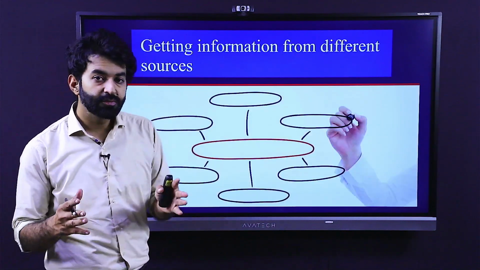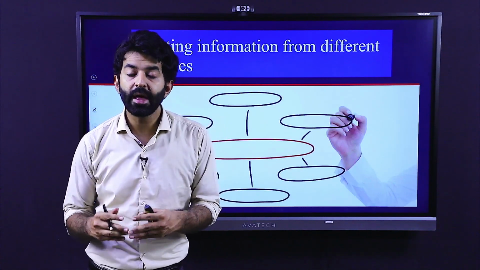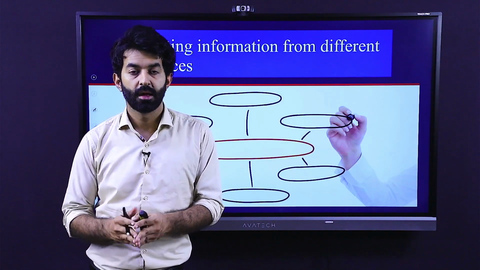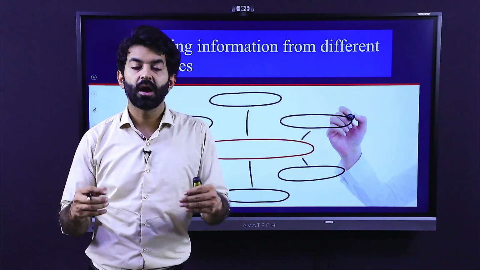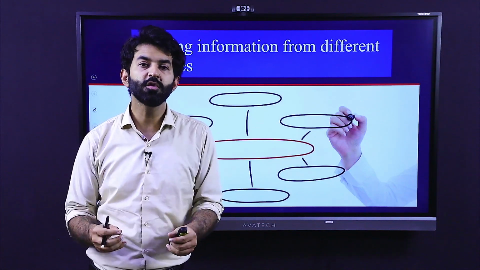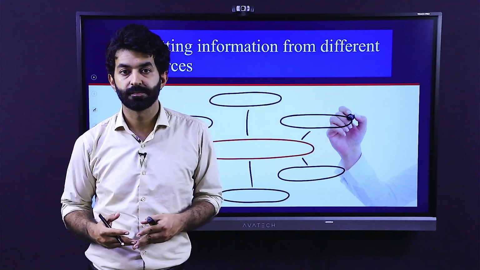Now, let's move on to the second learning outcome, talking about interpreting and integrating information from different sources. Now, these sources are available in our daily lives. We see them all the time in newspapers, in articles, blogs, and in our different texts.